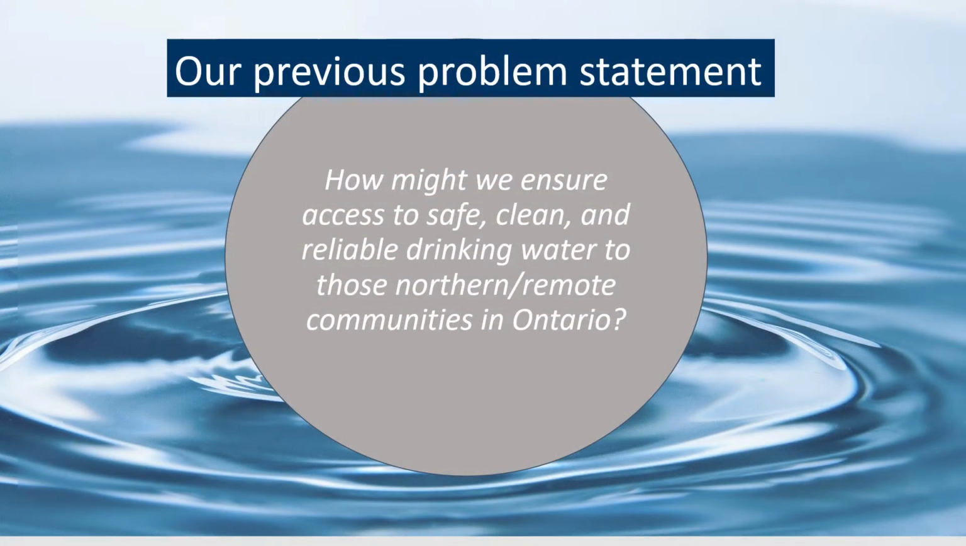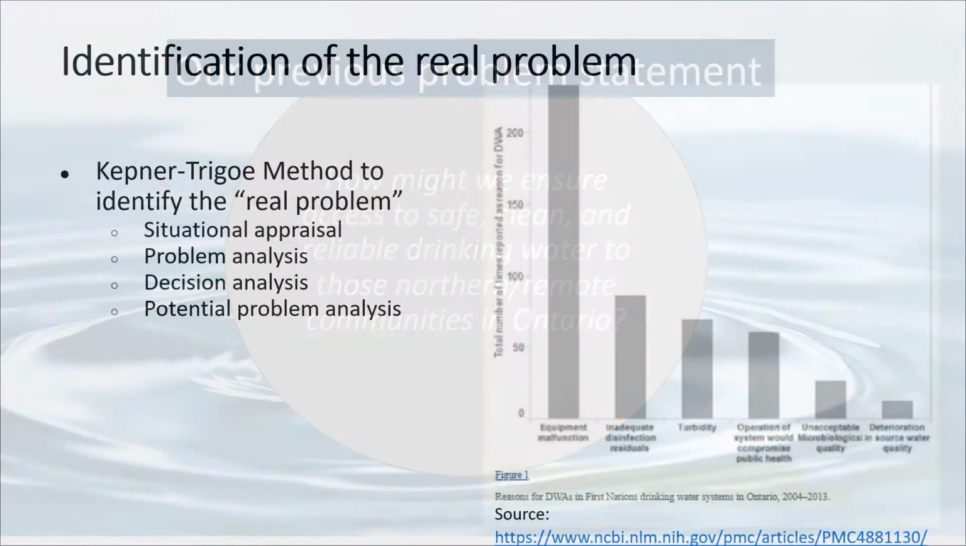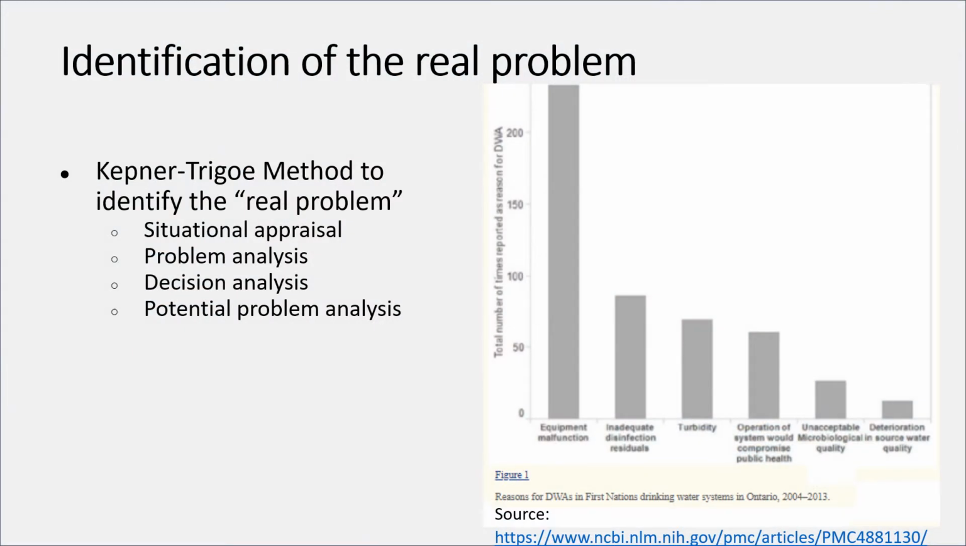During Phase 1, we developed the problem statement: how might we ensure access to safe, clean, and reliable drinking water to those in northern and remote communities in Ontario? Our group then used the KT method to revise our initial problem statement. In the situational appraisal stage, we clarified our priorities, which were clean water for the end users and an end to boiling water advisories. In the problem analysis stage, we identified the root causes.